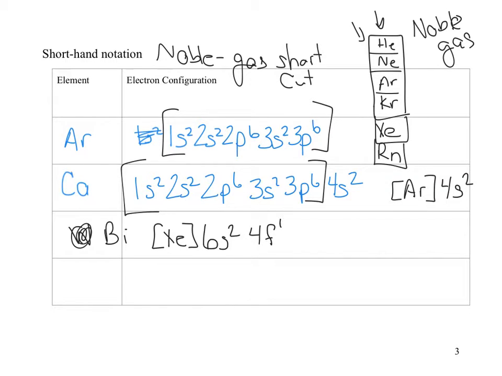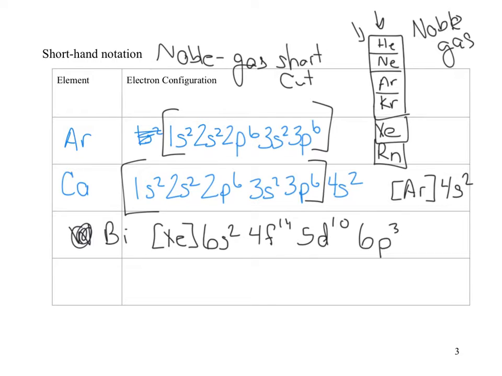But we've got 4F14, and then we have to go back to pick up the 5D. So at the end of that, at ytterbium, number 70, we have to jump up to number 71. So 5D10, and then 6P3 is bismuth. Isn't that pretty nifty?